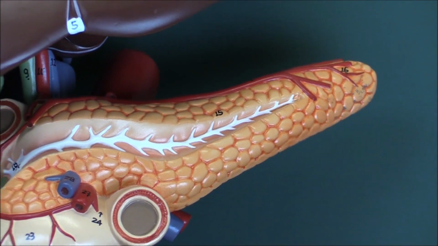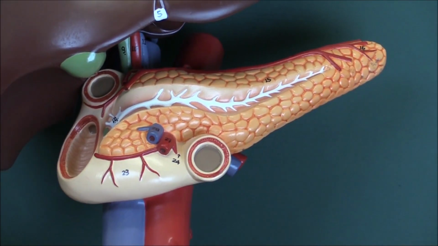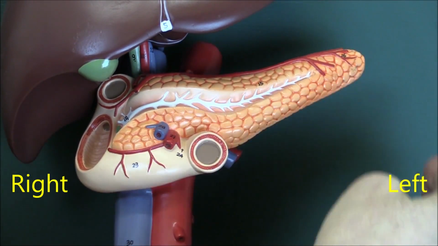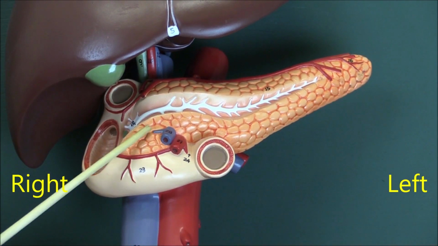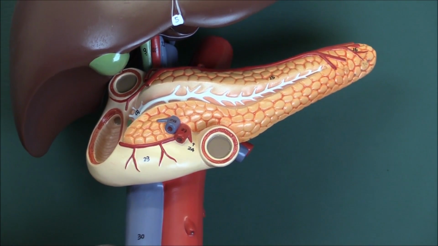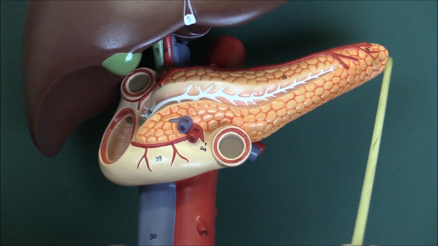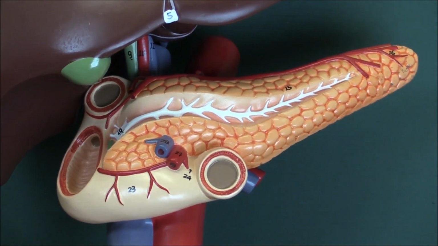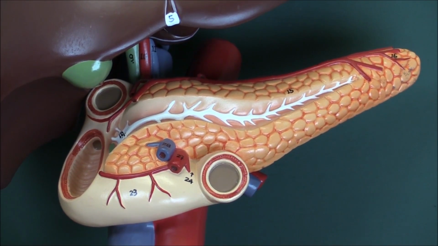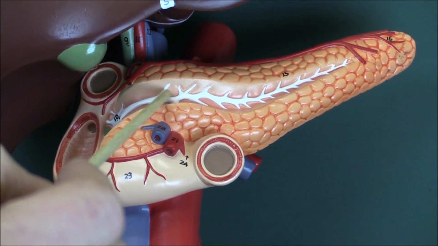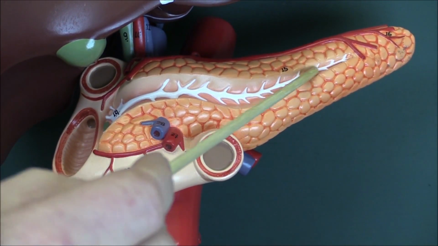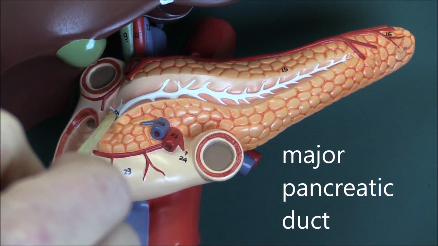And this is the right hand side here, and this is the left hand side here. So we notice that the head of the pancreas is towards the right and the tail points off towards the left. There's a long duct running through the length of the pancreas. This is the main pancreatic duct.